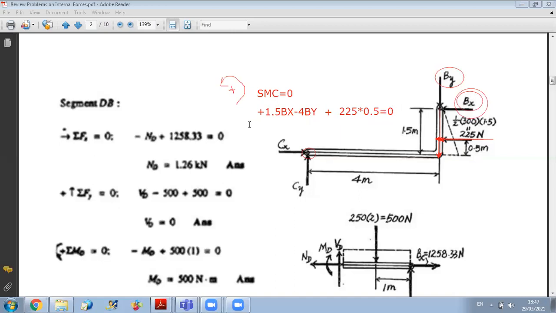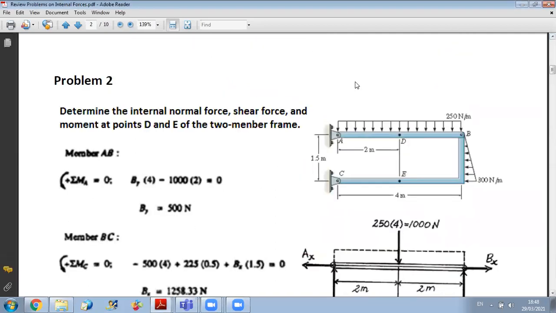So already I know By. Since I know By, I replace it in the equation, and I get Bx. So as you said, no need to continue, because if I make a smart choice, I can limit myself to Bx, By. No need to calculate the other reactions. Now I should pay attention that since I just calculated Bx, By, when I do the cut, I will take the part containing B. So when I do the cut at D, I will do the analysis of part BD.